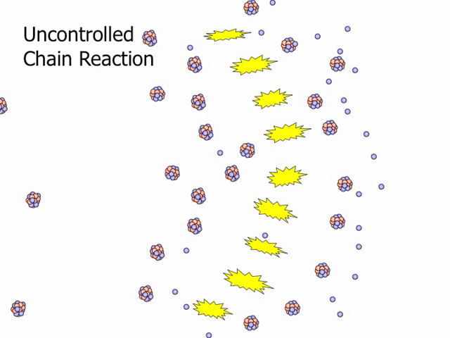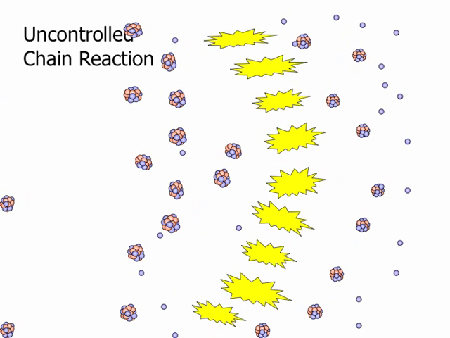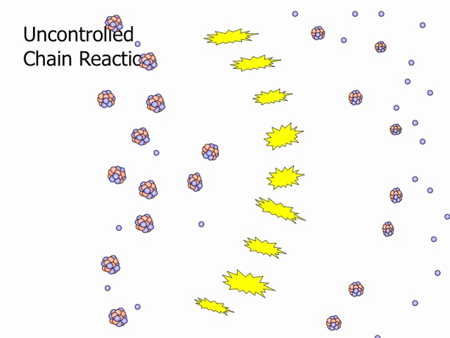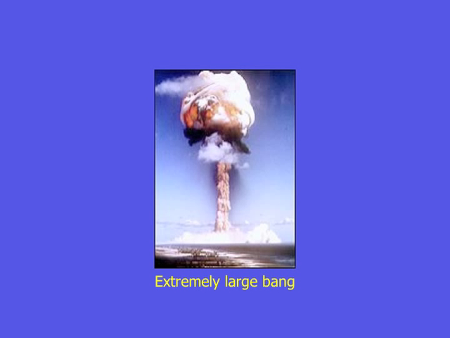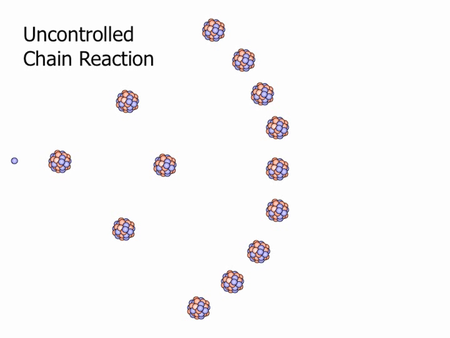And if we don't bother to control how many neutrons are leaving each fission reaction, all of a sudden, in a very, very small fraction of a second, all of the uranium will undergo fission and release all of the energy locked inside of it very, very quickly. And this is a technology which has been used in the past. Uncontrolled fission chain reactions happened in the very first atomic weapons which were used.